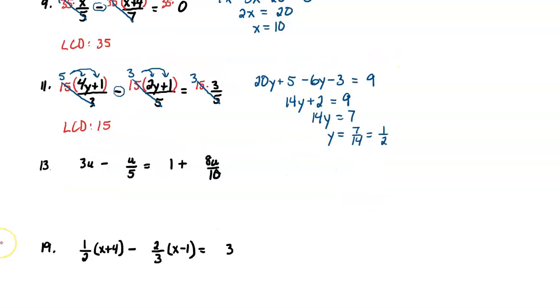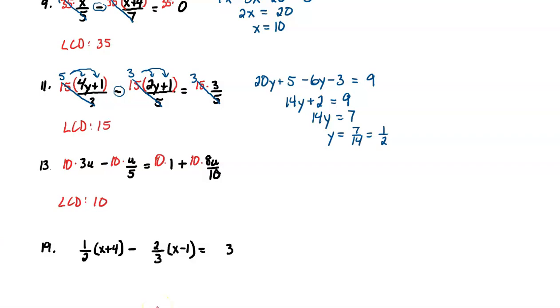Question 13. This equation does have fractions. There are denominators. So figure out the LCD. If one denominator is 5 and the other one's 10, the least number that's a common multiple is the number 10. We're going to multiply all terms by 10. 10 times the first term. 10 times the second term. 10 times that term. And 10 times that last term.